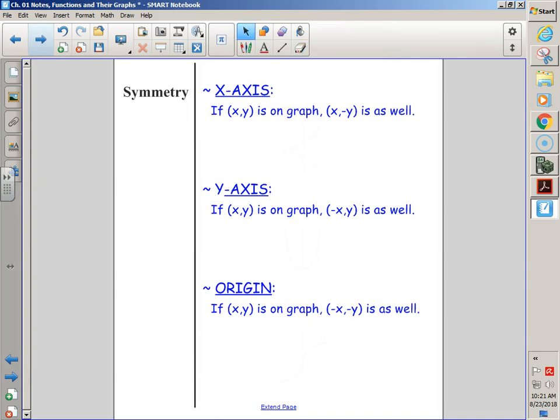I want you guys to go ahead and grab out some sort of colored pen or highlighter. Because for each of these symmetries, for x-axis, you're going to want to keep in mind this point, x, negative y. For y-axis, you're going to want to keep in mind negative x, y. And for origin, you're going to want to keep in mind negative x, negative y. And you'll see why in just a second. But first of all, let me show you graphs that illustrate each of these symmetries.